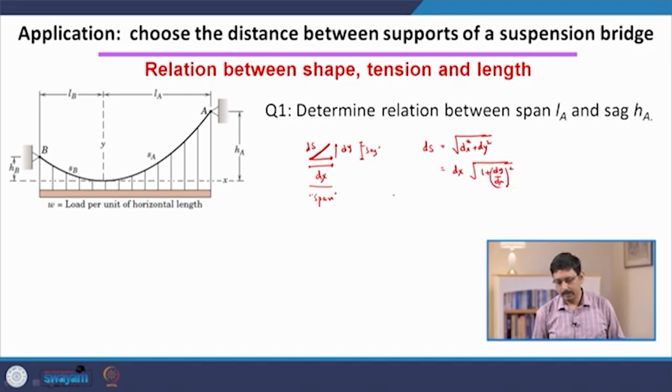So, this is the kind of mathematical relation between the span and sag of a small piece of rope. Now, if you integrate this, let us say from your origin to one end, 0 to a, then you integrate on both sides. So, x grows from 0 to SA, then the horizontal length grows from 0 to LA.